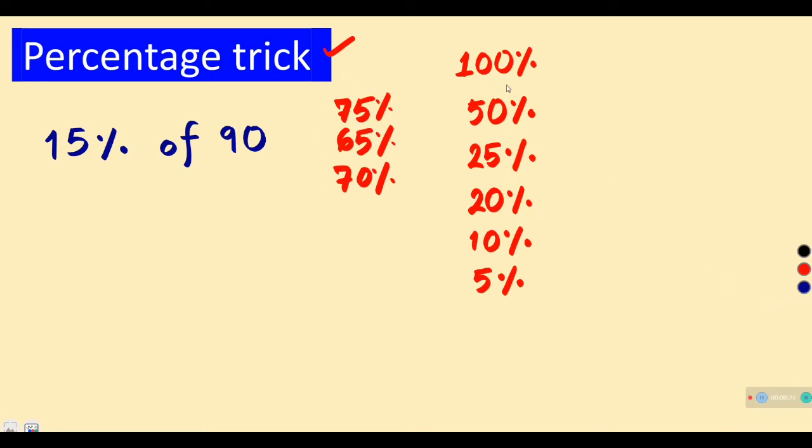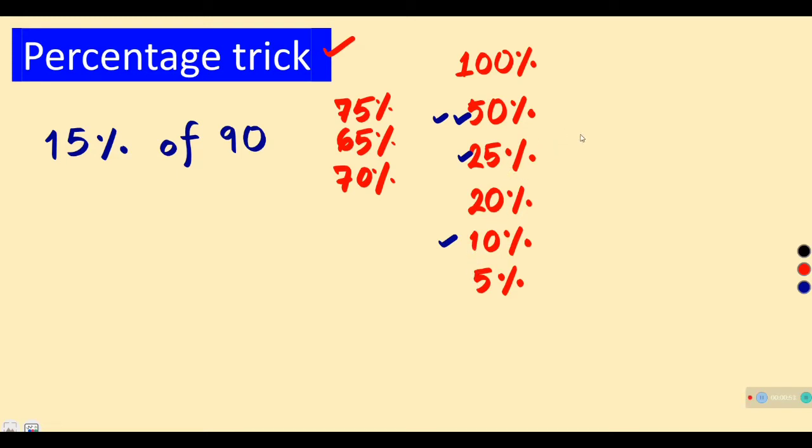This kind of percentages will be formed like 75% will be formed when you add 50%, then 25%. 65% will be obtained when you add 50% and 15%, and 15% can be obtained by adding 10% and 5%.